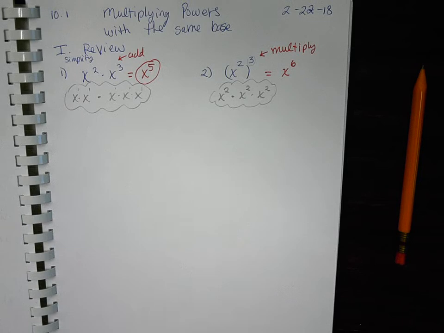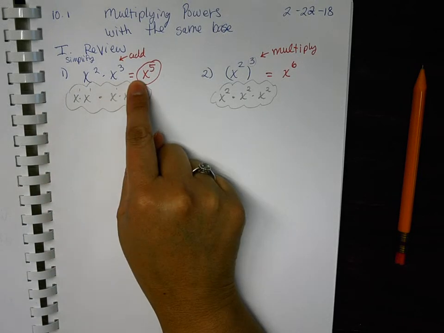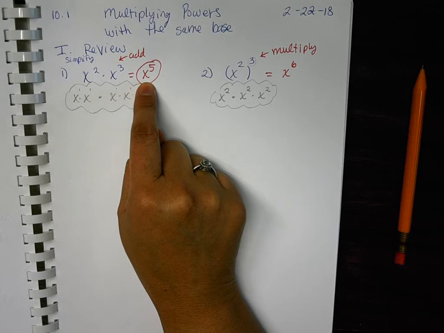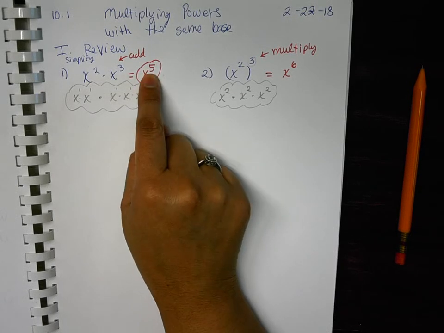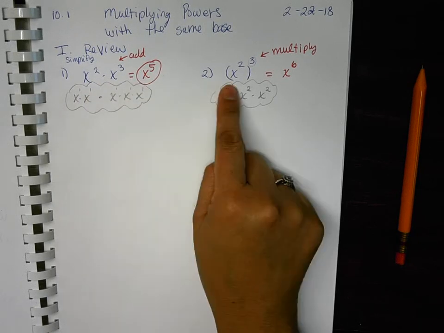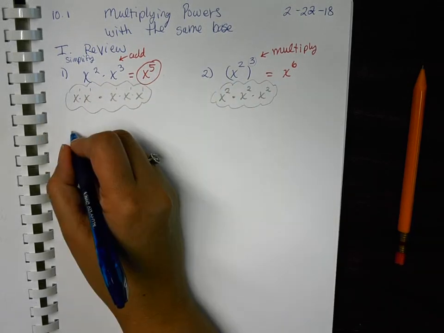All right, one observation I want you to make here is all the way across the bases stay the same. Do you see that? X, x, and the answer has a base of x. The exponents are changing. 2, 3 changes to 5 because you added them, but the x stayed x. Do you see that? Bases stay the same. All right, keep that in mind.